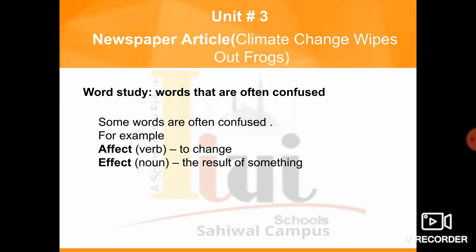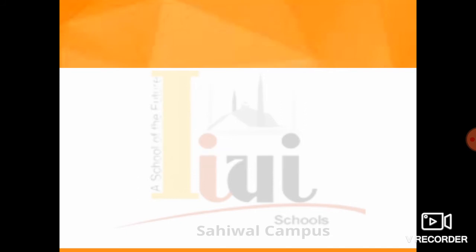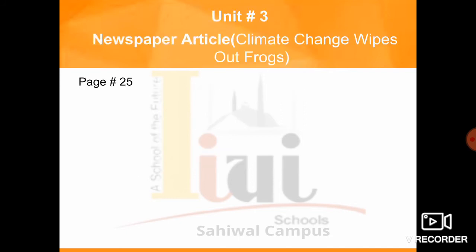One is a verb and the other is a noun. One is affect and the other is effect. Affect means to take any action, it is a verb, and effect means the result of something. Let's move towards the exercise on page number 25. The exercise is: choose the right word to finish these sentences. Check out your answer in the dictionary.